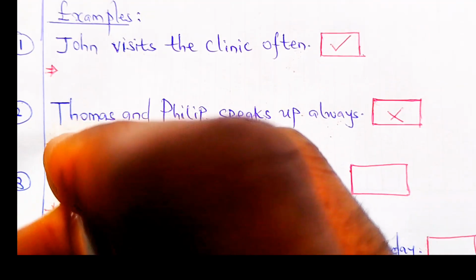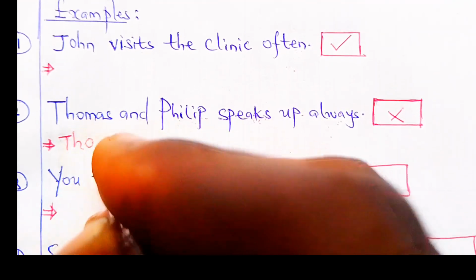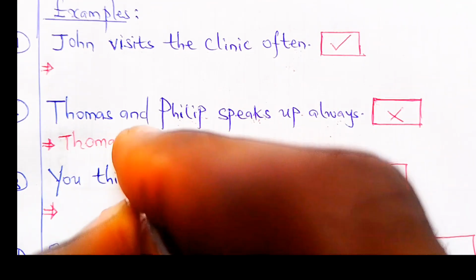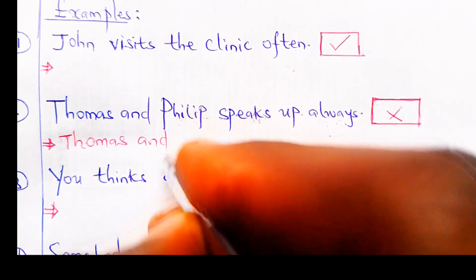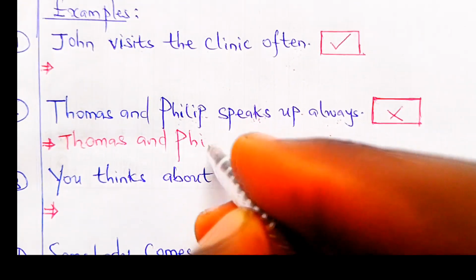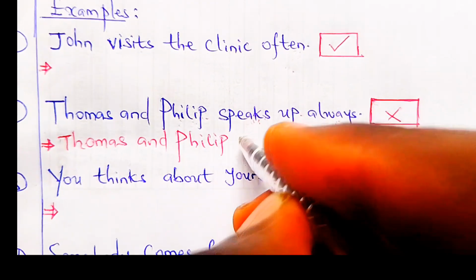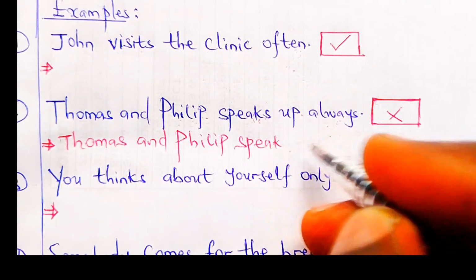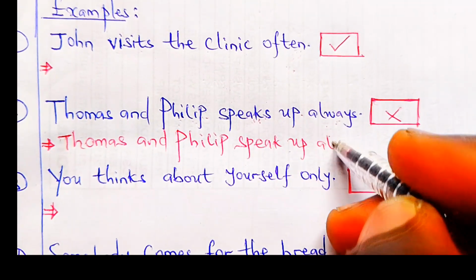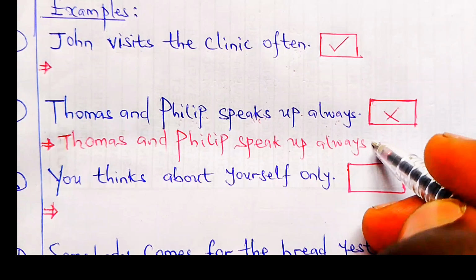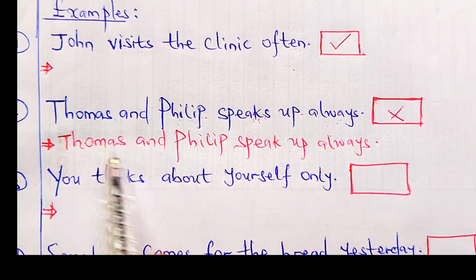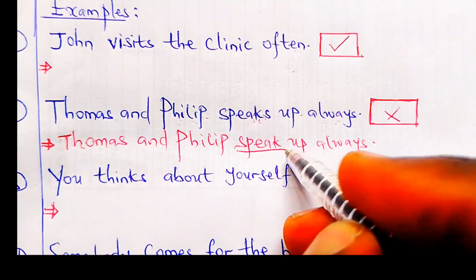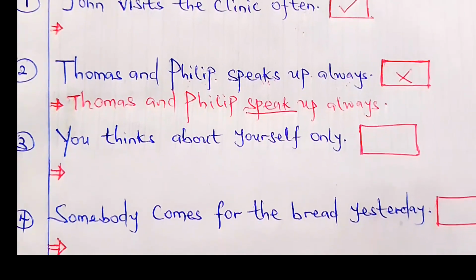It should be Thomas and Philip speak up always. This is the right thing. Thomas and Philip speak up always. So let's see the third one.